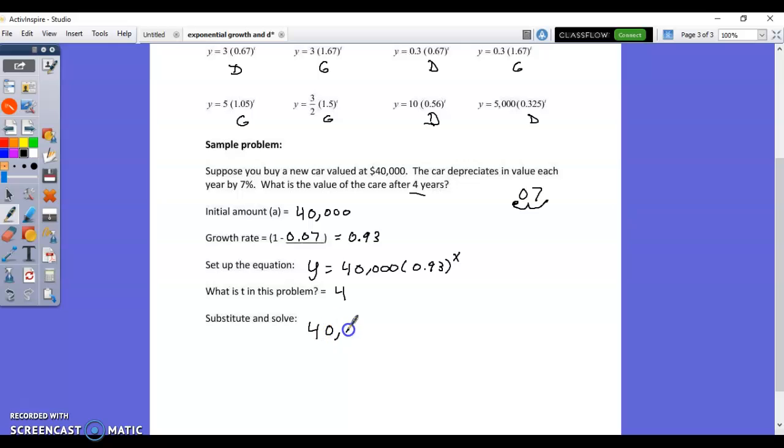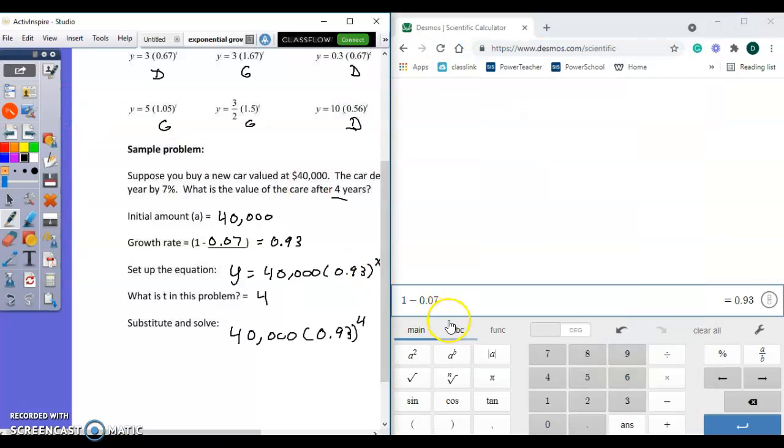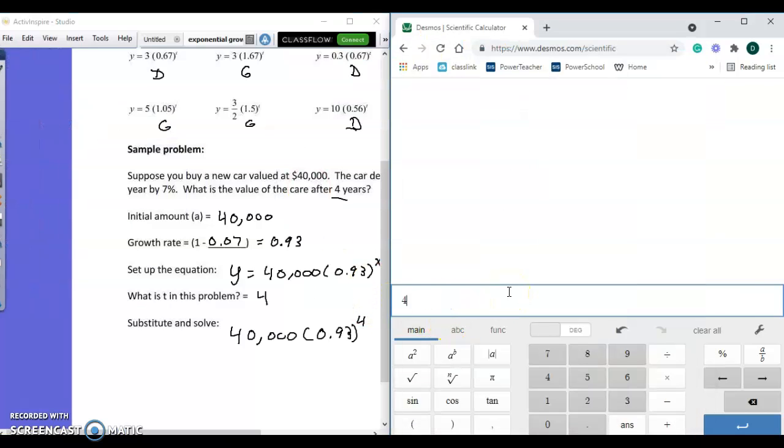So 40,000 times 0.93 to the 4th power. We'll just go back to our trusty calculator and figure it out. So 40,000 times 0.93, and in this case, we're using after 4 years, to the 4th power. That gives us, again, we're depreciating, so it makes sense that it's less than 40,000. So we have 29,922. We'll round to the nearest cent, which would be 0.08.